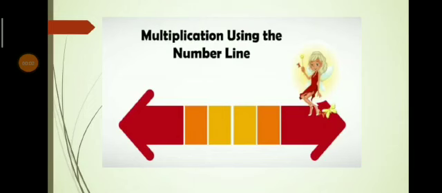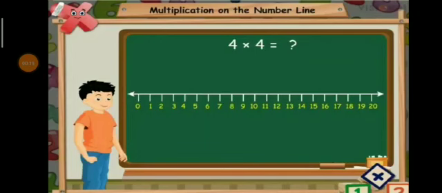Students, now let us understand how to multiply using the number line. Let us find 4 into 4 using a number line. First, we will make a number line starting from 0 till 20. Here, 4 is multiplied by 4. So, starting from 0, we need to jump 4 times, covering 4 numbers in each jump.